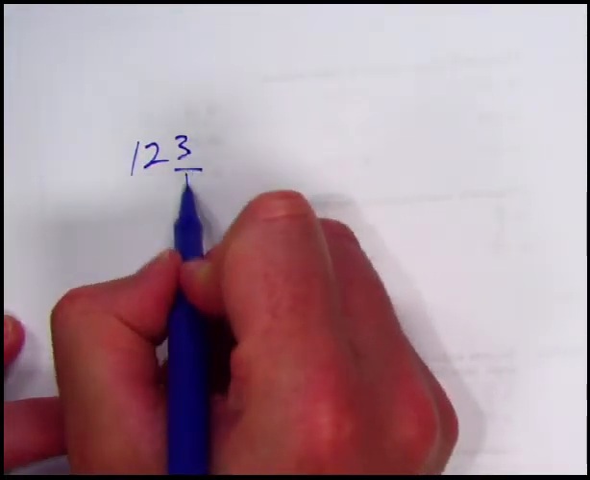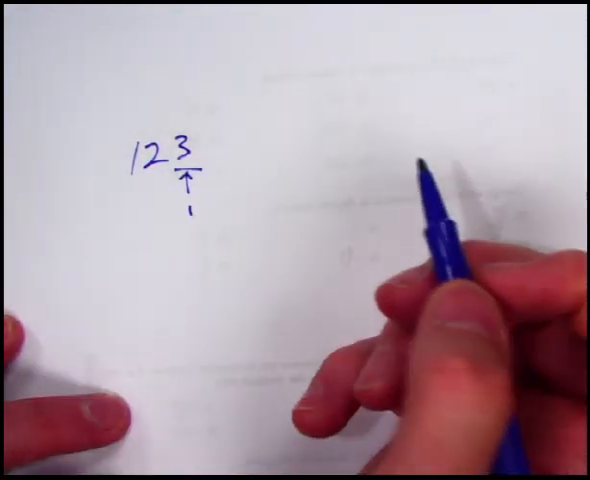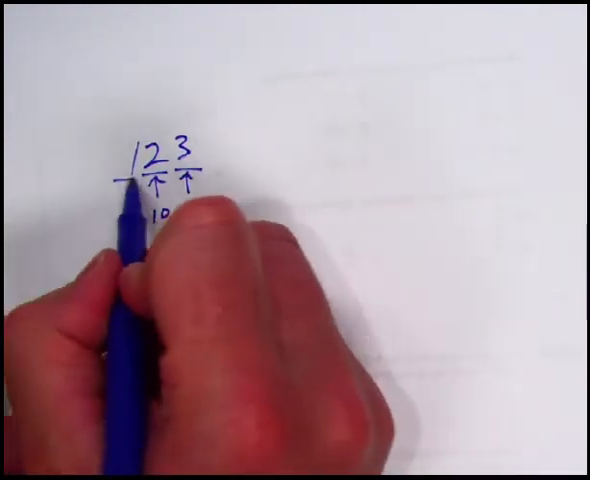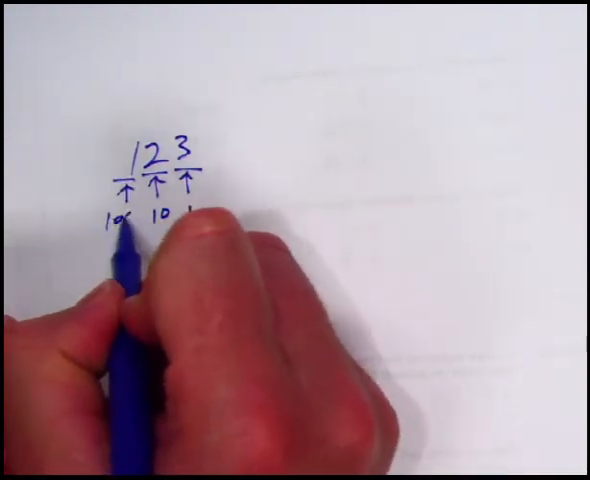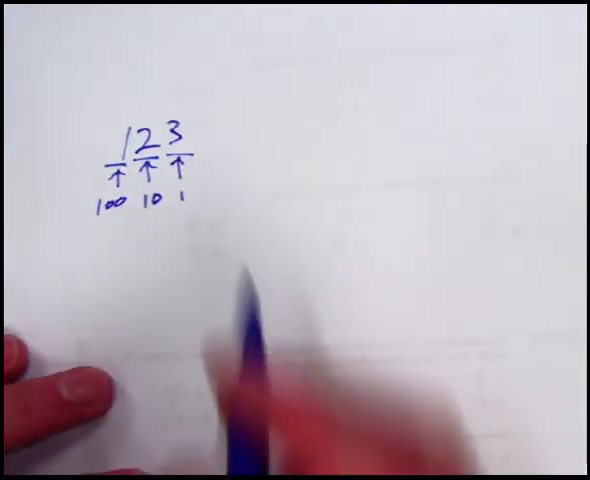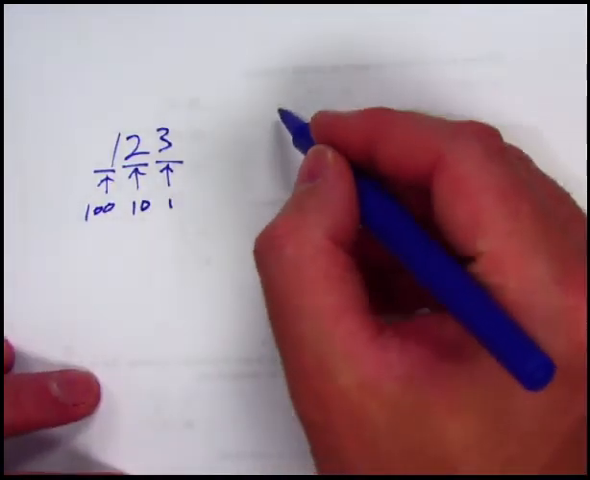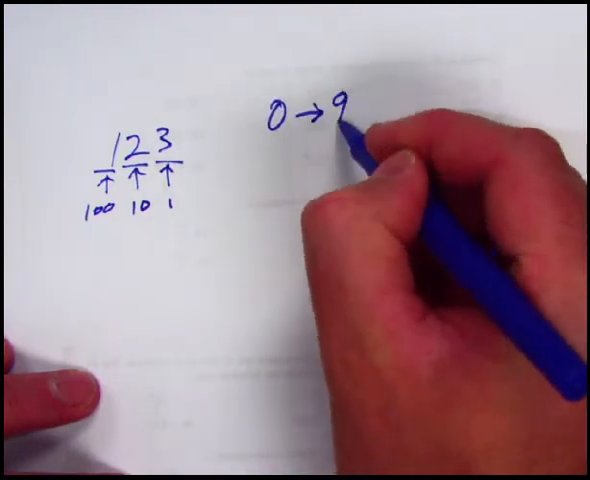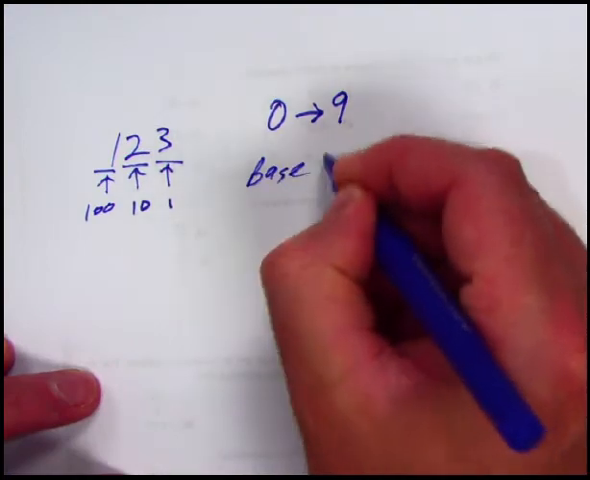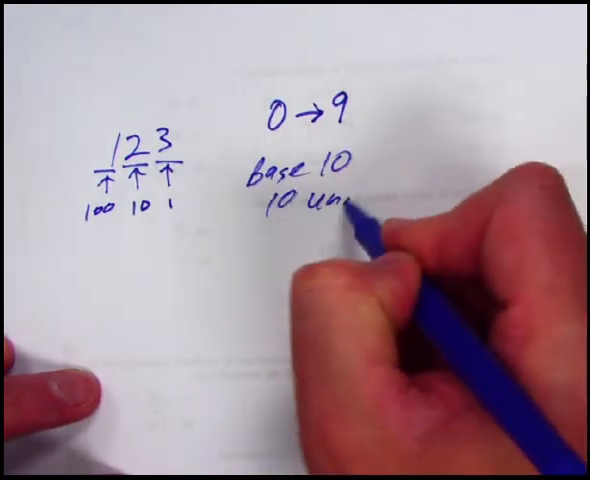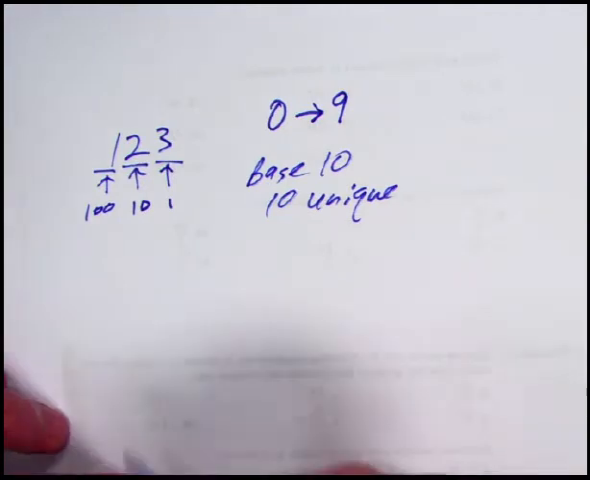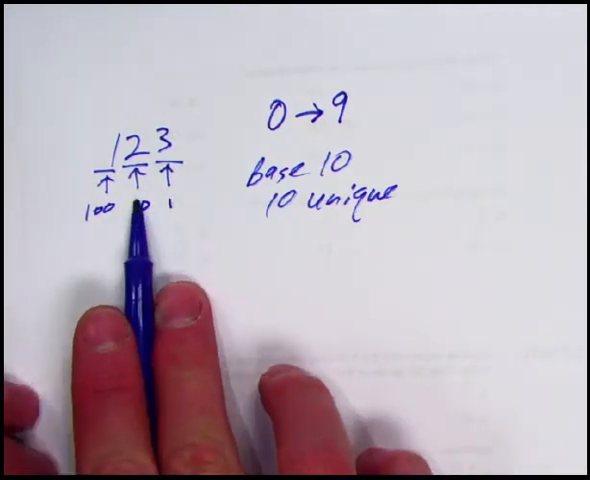Well, this is my ones digit right here. That counts for ones. This spot right here counts for tens. This spot right here counts for 100s. I'm really used to that in our base 10 numbering system. In a base 10 numbering system, we also have 10 unique characters, the numbers 0 through 9. So base 10 is what we're used to. It has 10 unique characters, and that's all I get. And I know that this is the ones place, the tens place, and the hundreds place.